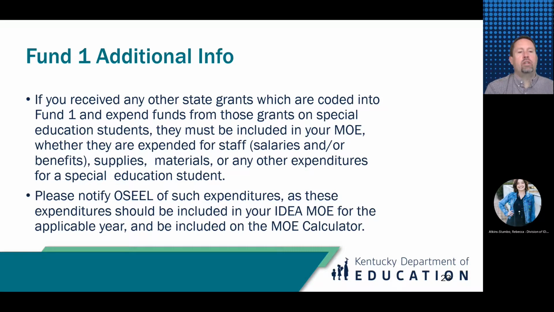As far as Fund 1 additional info, if you received any other state grants coded into Fund 1 and expend funds from those grants on special ed students, you want to include that in your MOE, whether they're expended for staff, supplies, materials, or whatever expenditures those may be. Please notify us if you have these expenditures, as they should be included in your IDEA MOE for the applicable year and included on the calculator.